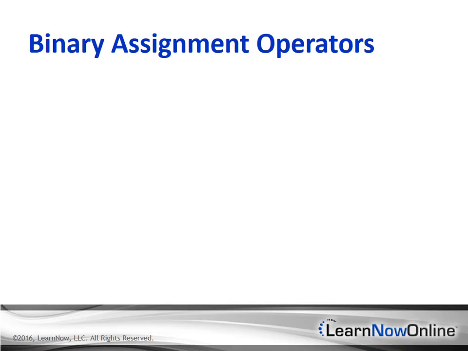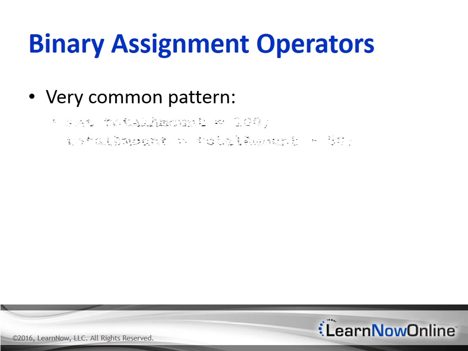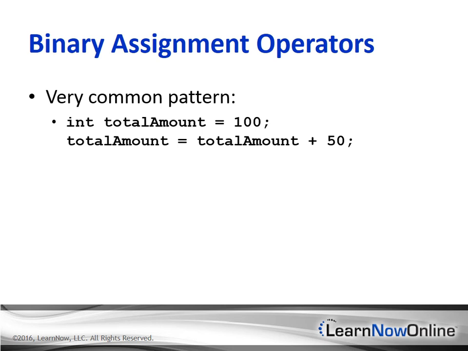Now I want to talk about the binary assignment operators. Quite frankly, I think these are some of the coolest operators available in C#. All right, so the idea here is that there's a very common pattern when you're using any of the C# binary operators. Is something like this code. You're declaring a variable, int total amount, setting it equal to 100, and then you're performing an operation in order to change the value of that variable.